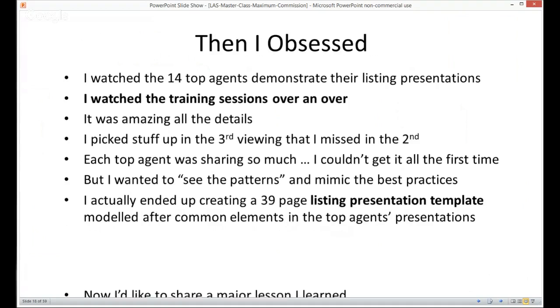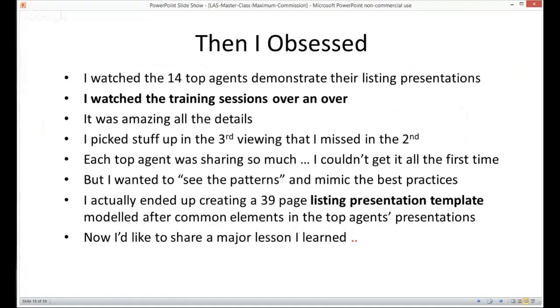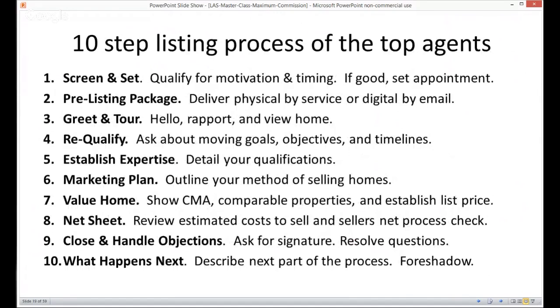And what I'd like to do now is share one of the major lessons that I learned while I was watching the top agents. To put this in context, here is something that I kind of put together as I was watching all these top folks. They had a 10-step listing process that all of them were using. Now, they would use it slightly differently, of course, and how they said it, how they approached it based on their personalities, but this is basically what they were doing.